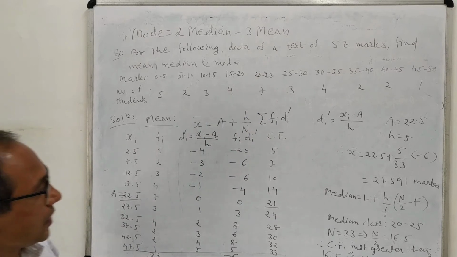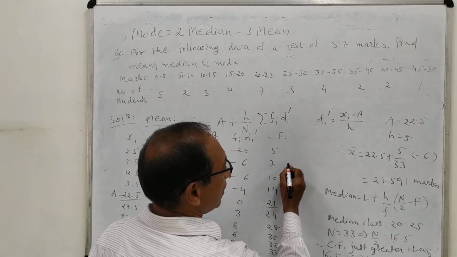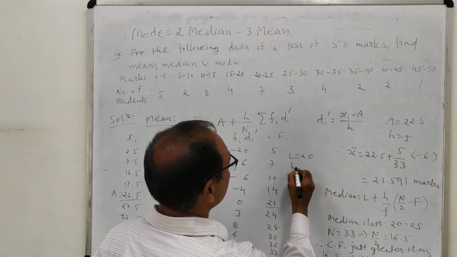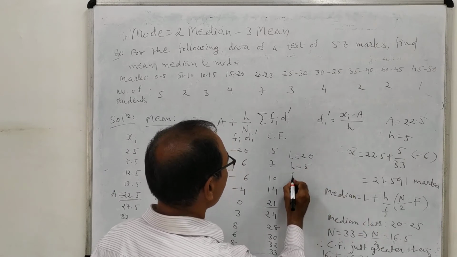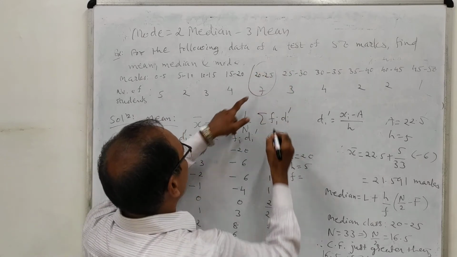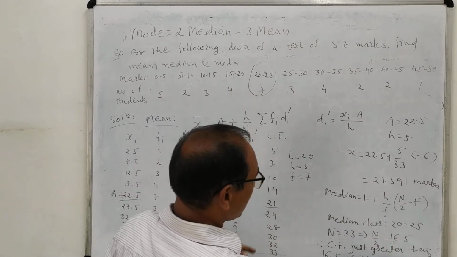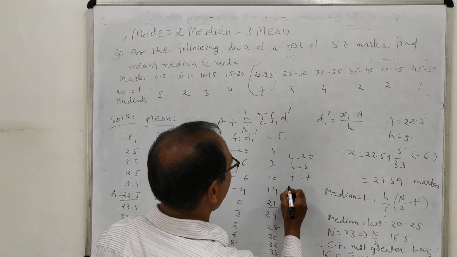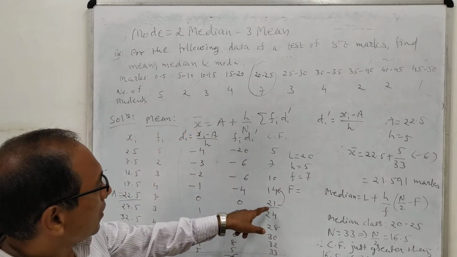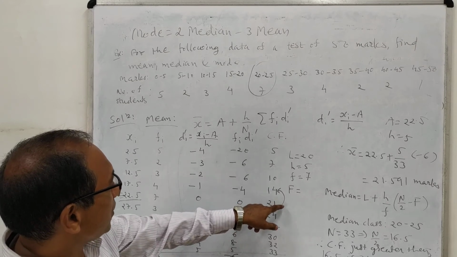So this is our median class, and after obtaining the median class we can find out the values of these symbols. Capital L is the lower limit, that is 20 here. H is 5, the length of the interval. Small f is the frequency corresponding to this class. It is 7. Capital N by 2 is already there, 16.5, and capital F is the cumulative frequency preceding the median class, that means 14.